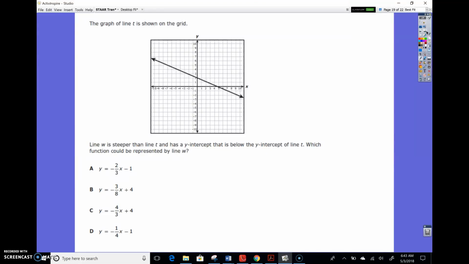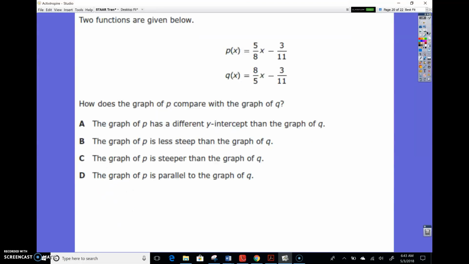Okay, try this one on your own. Then this one.